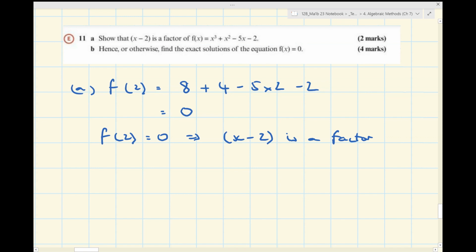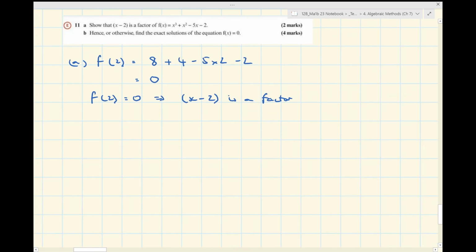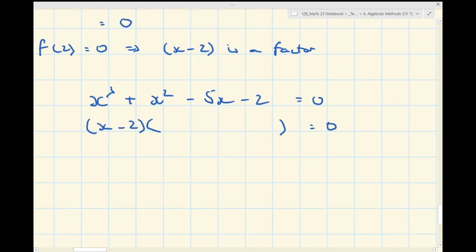Okay, hence or otherwise, find the exact solutions for the equation f of x equals 0. So I'm going to have f of x, which is x cubed plus x squared minus 5x minus 2 equals 0. I'm going to factorise the left-hand side. So it's going to be x minus 2, and then I'll factorise that, and that will equal 0. Let's factorise it by inspection.